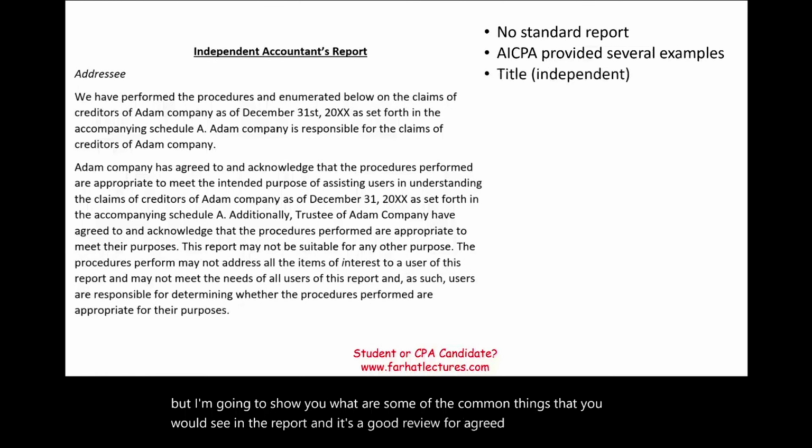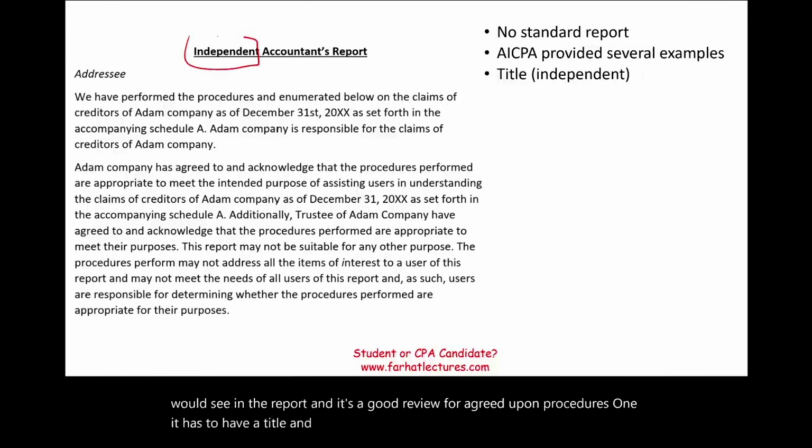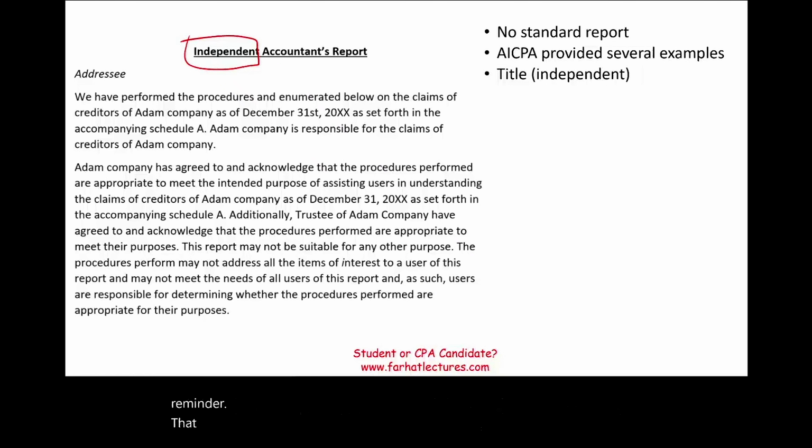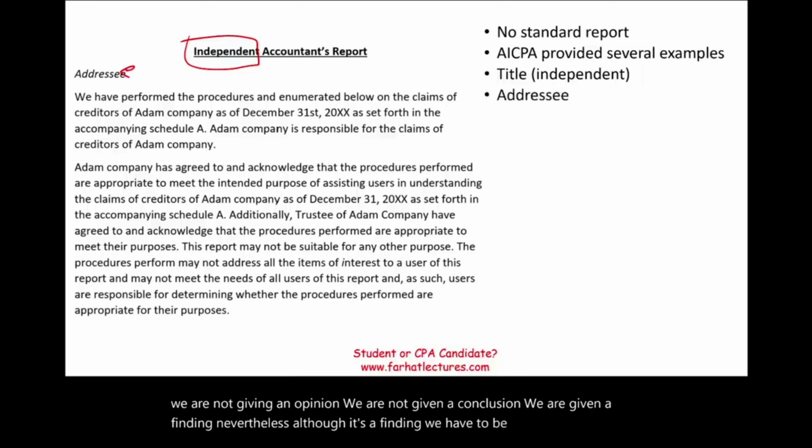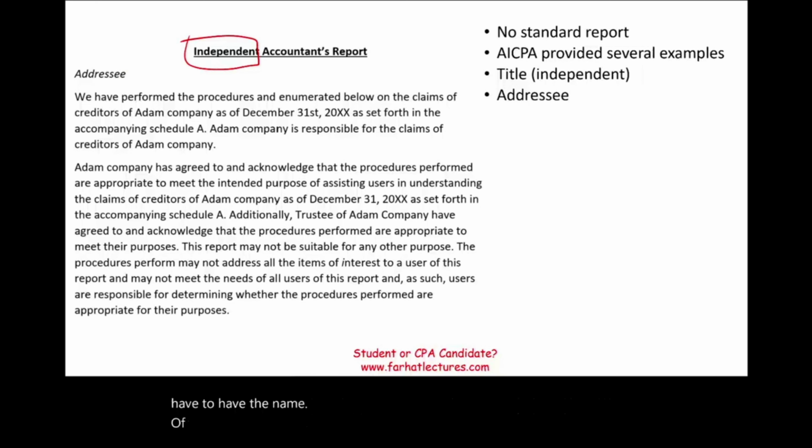One, it has to have a title and it has to have the word independent. It's a reminder that we have to be independent. Remember, for agreed upon procedures, we are not giving an opinion, we are not giving a conclusion, we are giving a finding. Nevertheless, although it's a finding, we have to be independent. We have to have the name of the addressee. Who are we addressing?